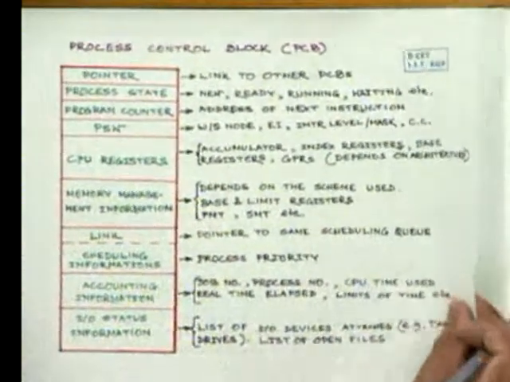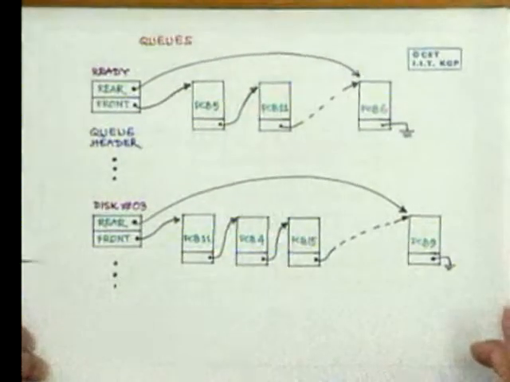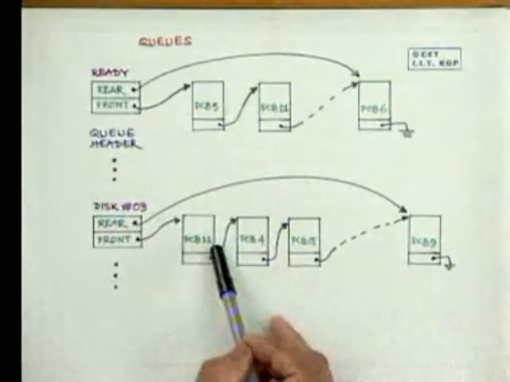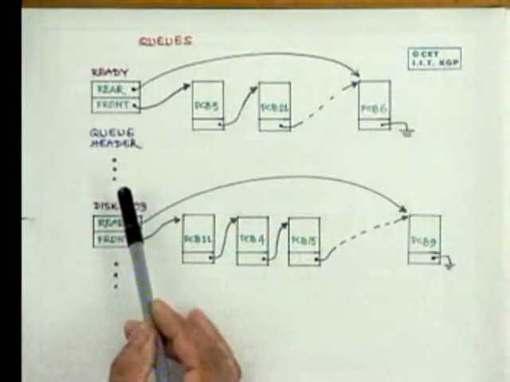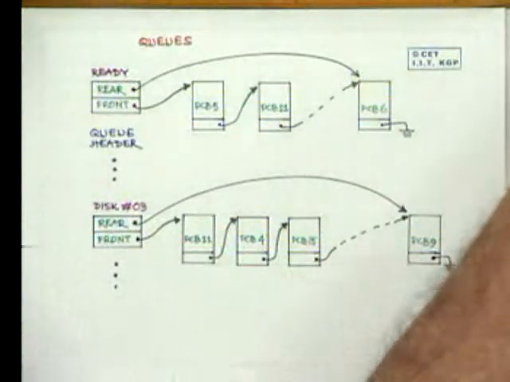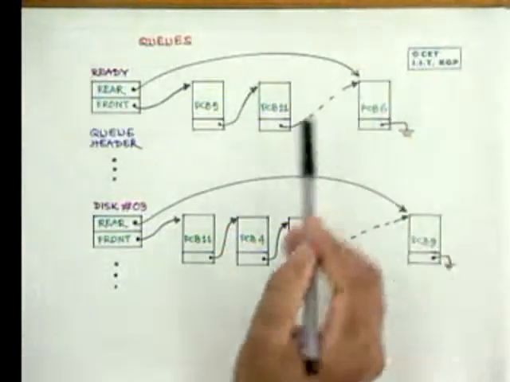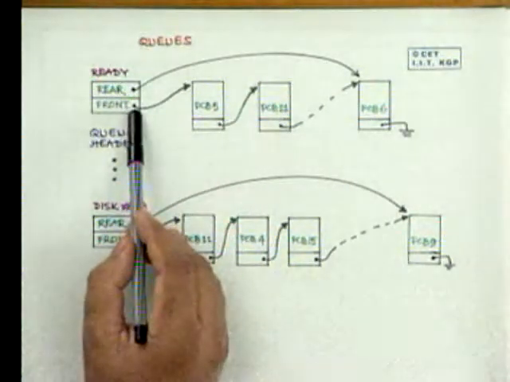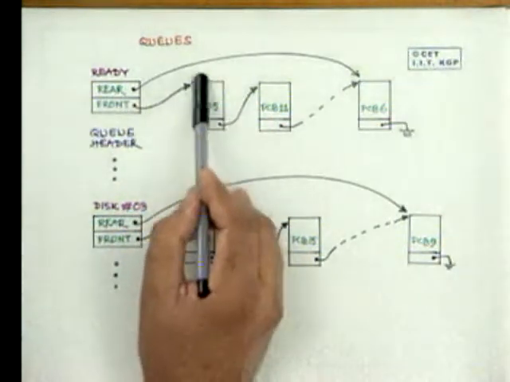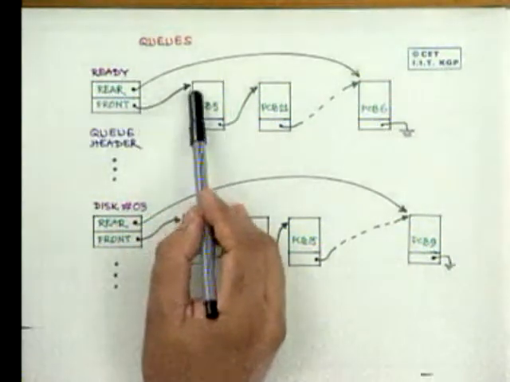Now, to clarify the point about queues, say we have a ready queue here, kept as a linked list. This is the link field that we are using. This is the rear and this is the front. This is the job that will be served next, therefore we have the front here.